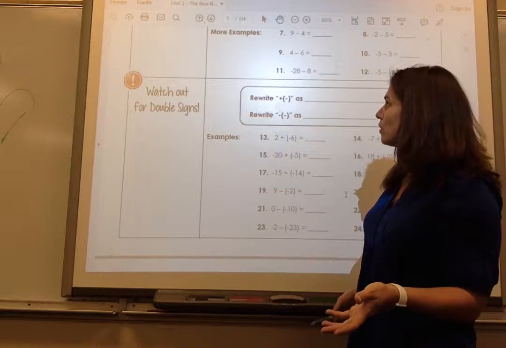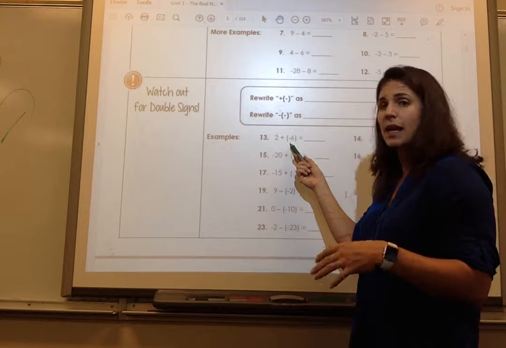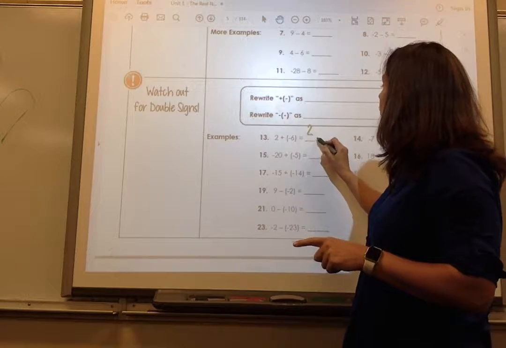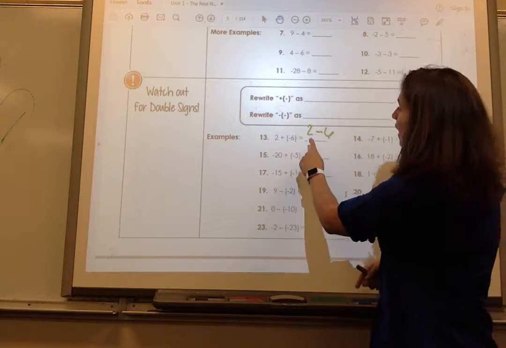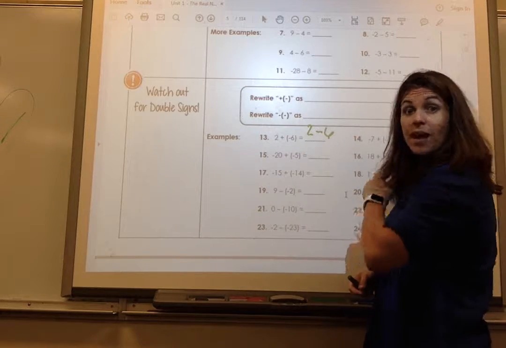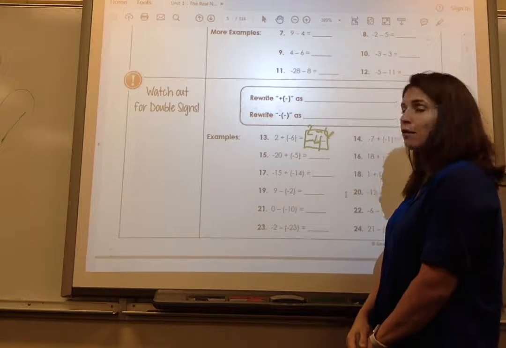But a couple things you need to remember. A positive times a negative is a negative. So we are going to rewrite this as 2 minus 6. And now it's simple. Now I can see I have 2 yellow chips, 6 red chips. Do I have more yellow chips or red chips? I have more red chips. I have 4 more red chips. So my answer would be negative 4.